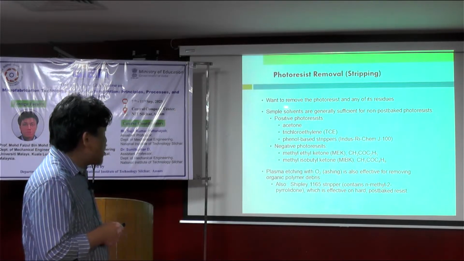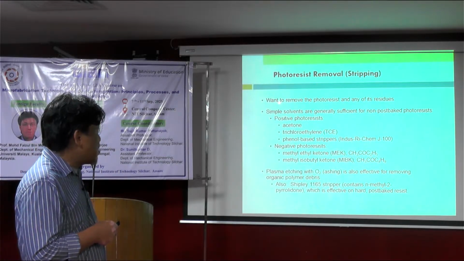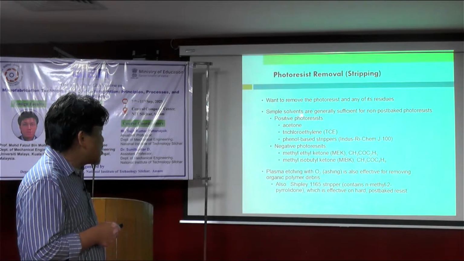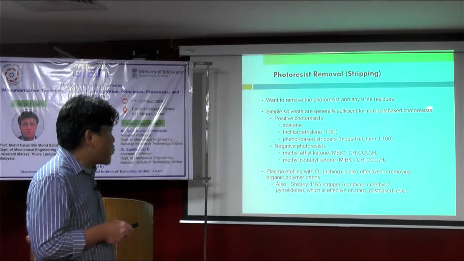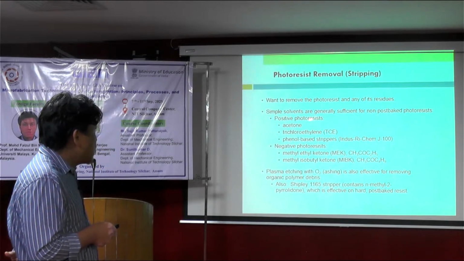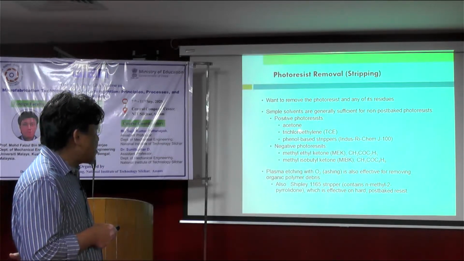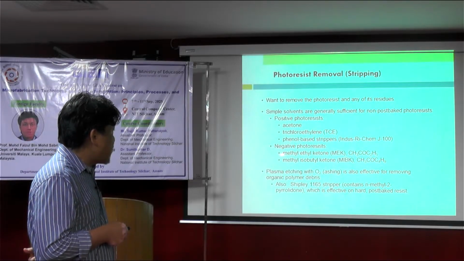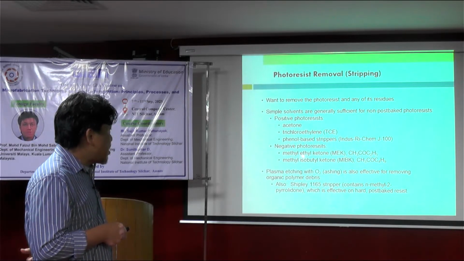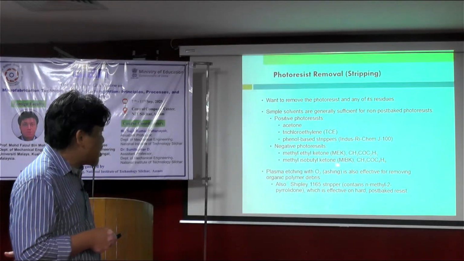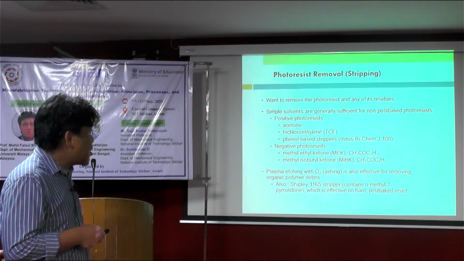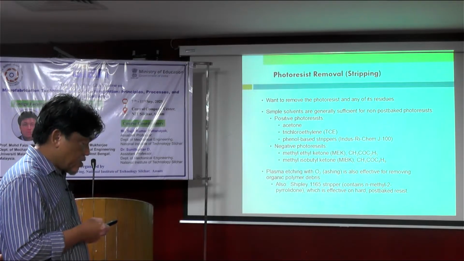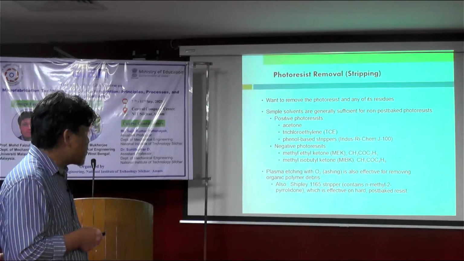Then when you have your pattern, you want to remove the photoresist using solvent. Simple solvents are generally sufficient for non-post-baked photoresist. So for positive photoresist, you use acetone, TCE, and phenol-based strippers. And for negative photoresist, you use methyl ethyl ketone and methyl isobutyl ketone. So this will wash everything off the surface of the substrate.